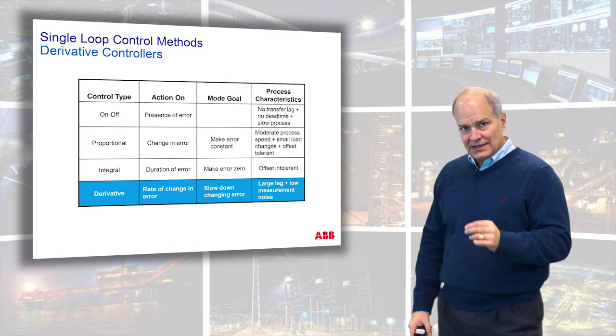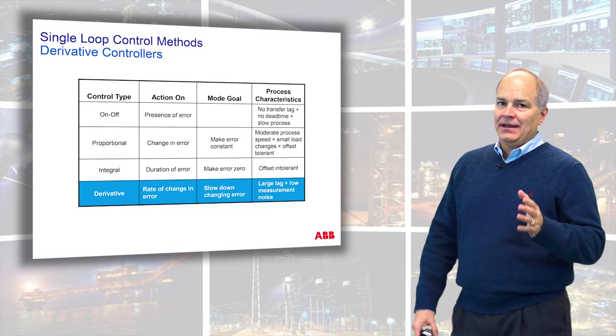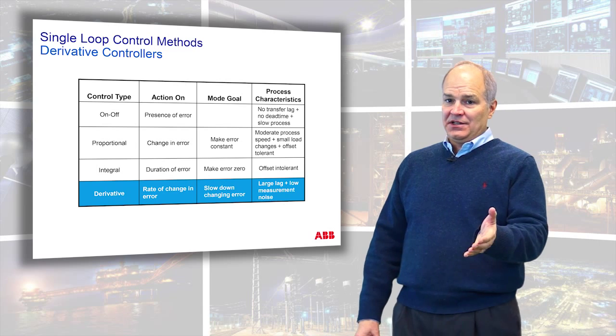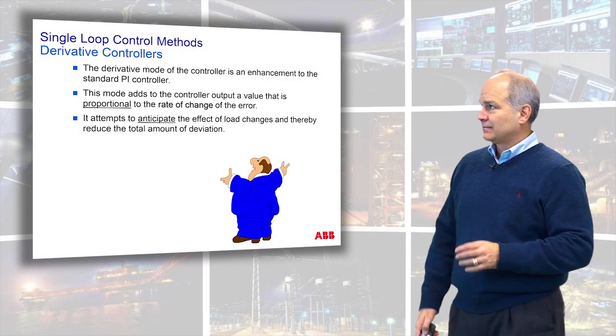Now, the next one on the list here is derivative. So derivative is dealing with the rate of change of the error, and its job is to slow down a changing error. We've gone through on-off, we've gone through proportional and integral, and then we're going to talk about derivative. We'll do the same thing with a block diagram, and then we'll talk about how they all interact.